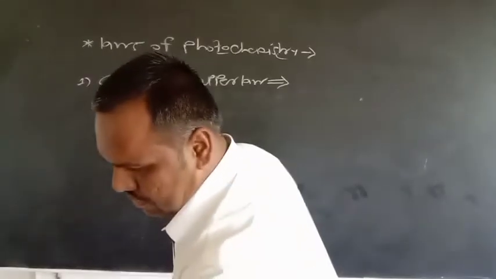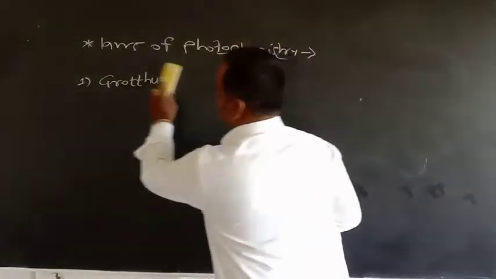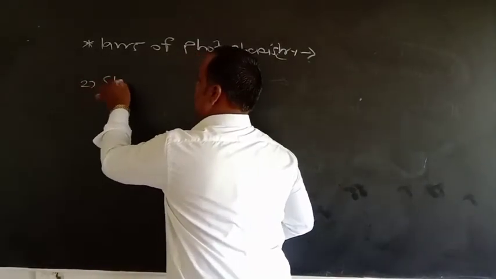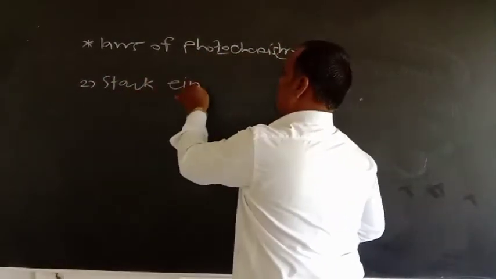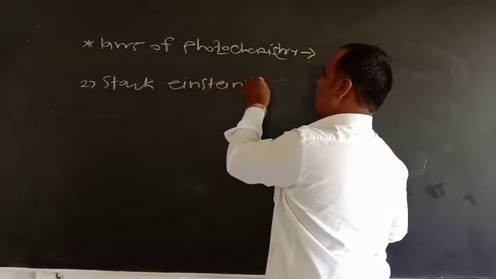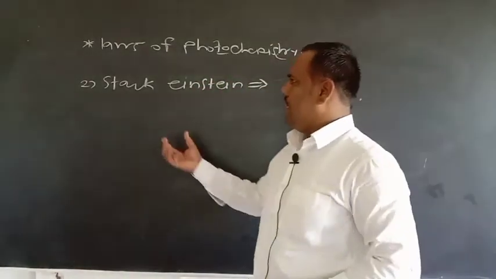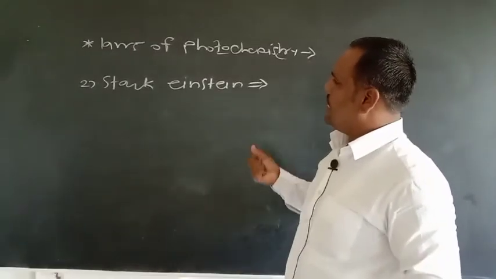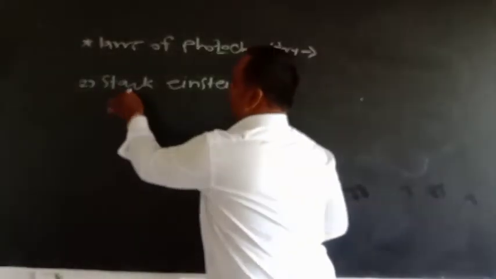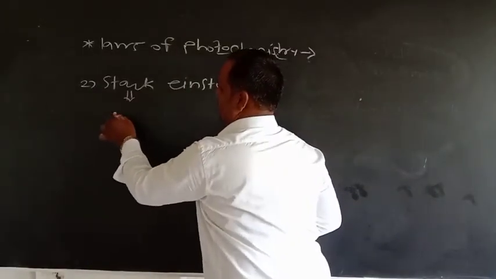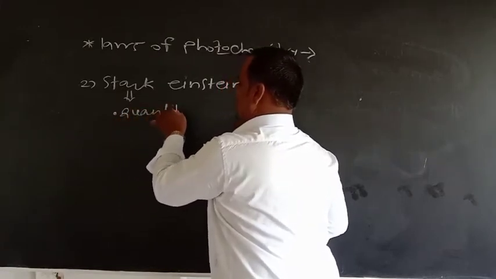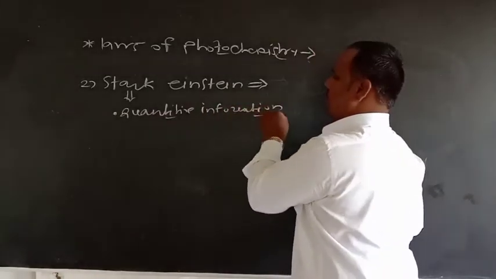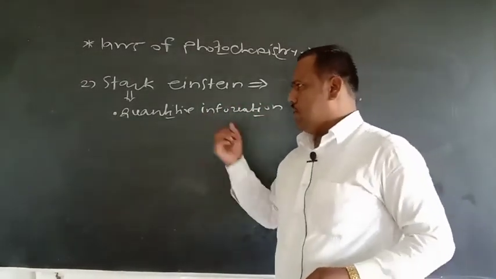Another important law in photochemistry is the second one, the Stark-Einstein law. According to Stark-Einstein's law, it gives quantitative information. So the first important point is that it gives quantitative information regarding the photochemical reaction.